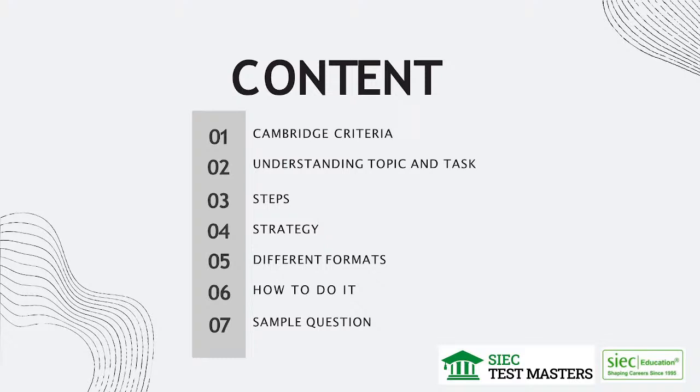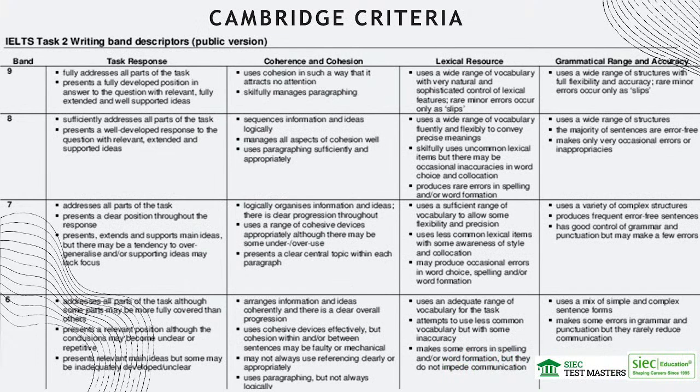These are the criteria of Cambridge. This is a public version. You can all access this on Google. Here I have shared the 9 band candidates, the 8 band candidates, the 7 band candidates, and the 6 band candidates. As you can see on your screen, there are four different criteria.